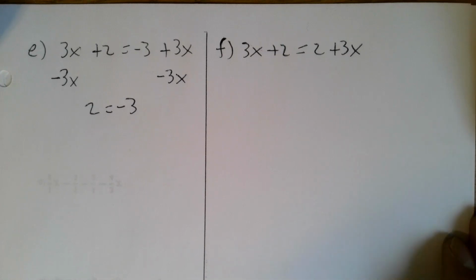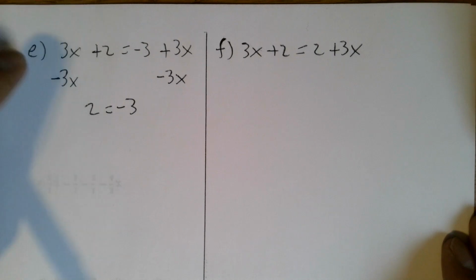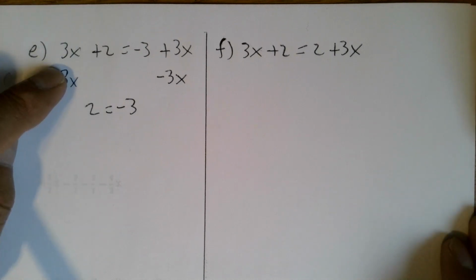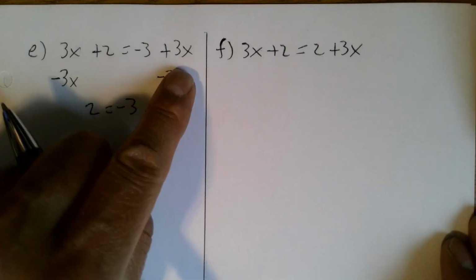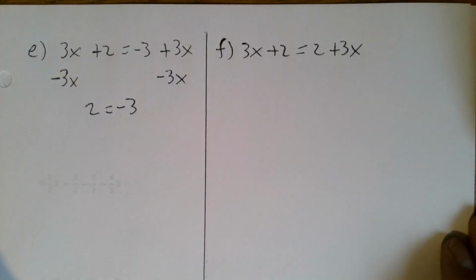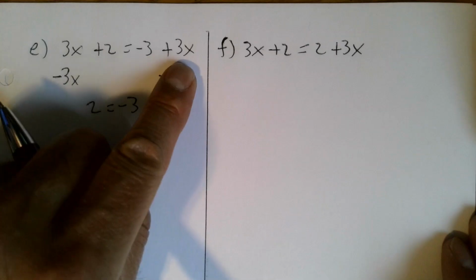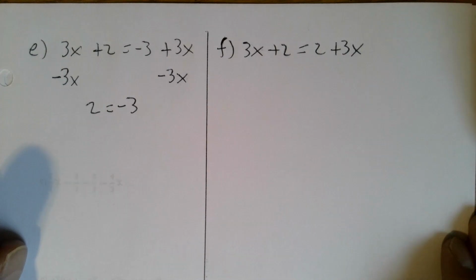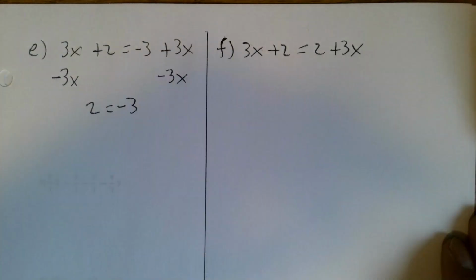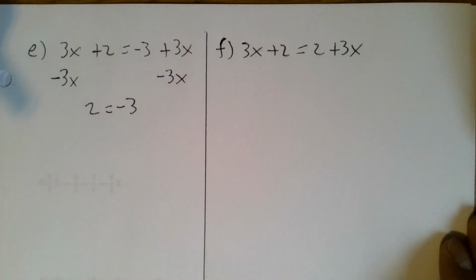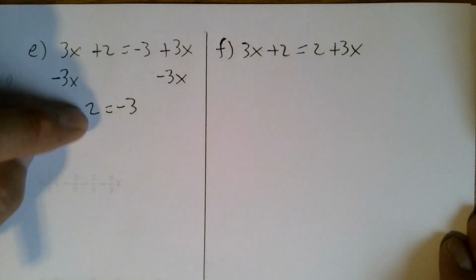Okay, let's go back and think about our definition of solve here. You remember solve, we need to find all values of x that are going to make this equation true. Well, no matter what I put in for x here, this 3x and that 3x is going to be the same. So for example, if I put in x equals 1, those are both going to be 3. If I put in x equals 0, they're both going to be 0.